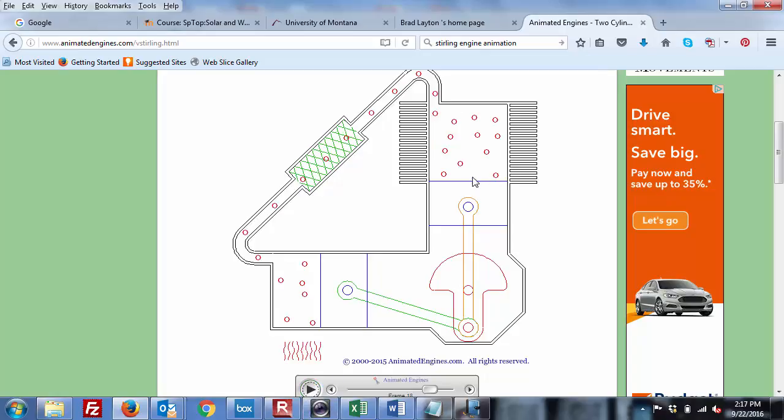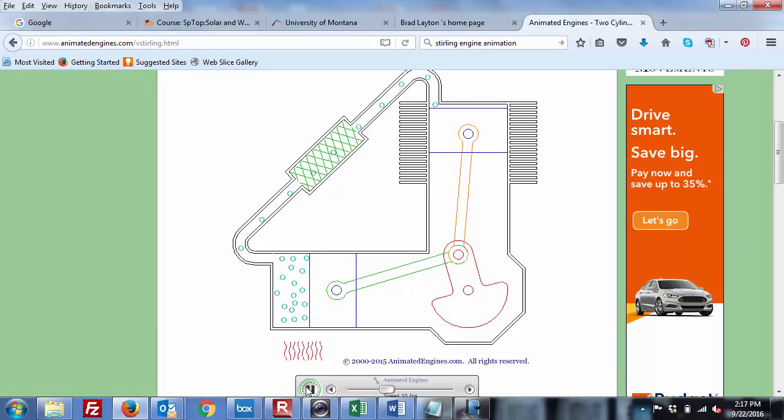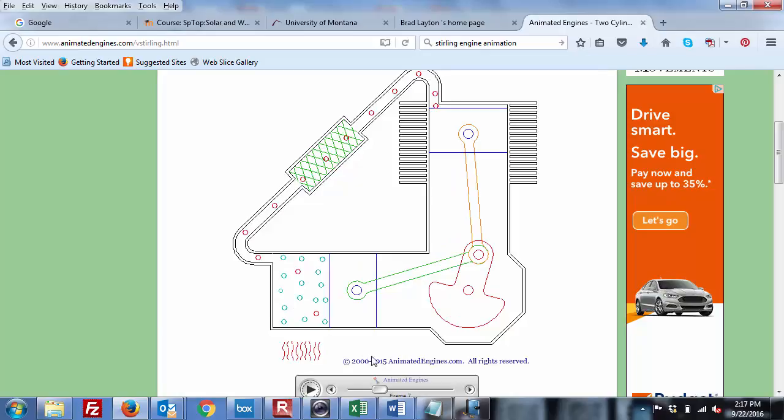So this one's at the bottom of its stroke, and this one's mid-stroke. Right there, that's completed its stroke. The cold side is at mid-stroke, etc., etc. So that's what I mean by 90 degrees out of phase. Okay, so let's just see.